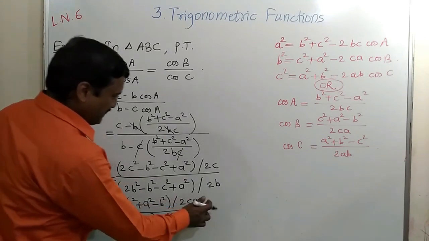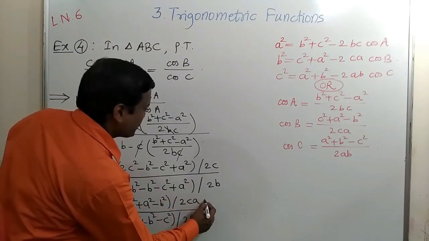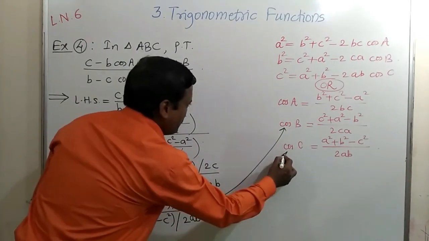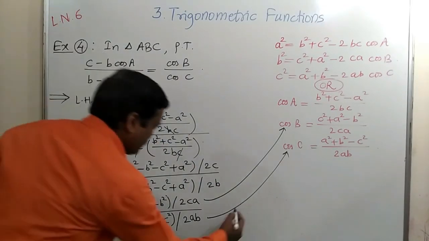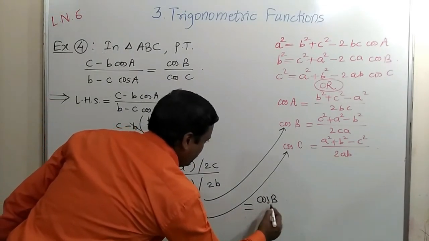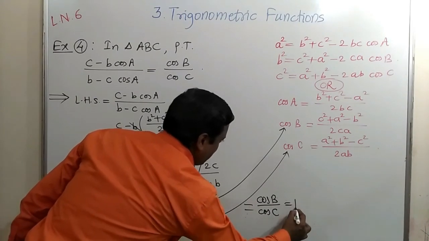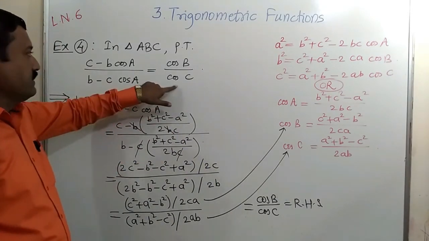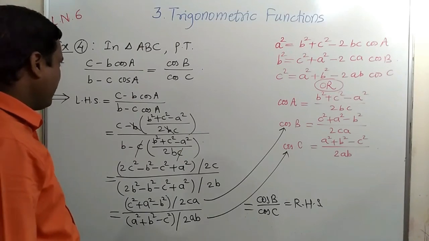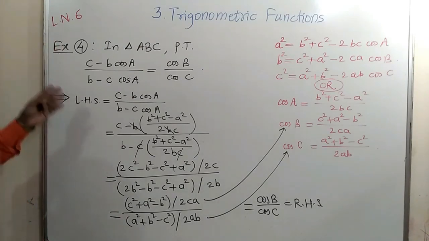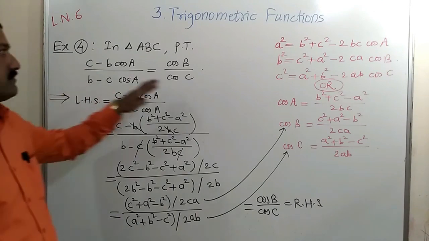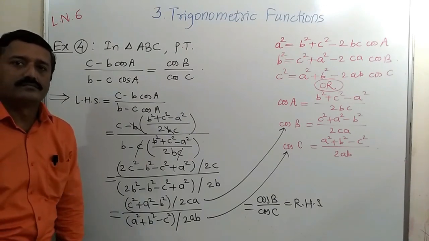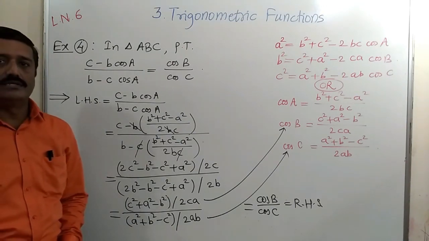Now if you observe this, then this is nothing but cos b, and this is nothing but cos c. So we get this is equal to cos b upon cos c, and that is our required RHS. RHS is cos b upon cos c. So this is the simple way to prove such results using cosine rule. Okay. In next lecture we will see projection rule.